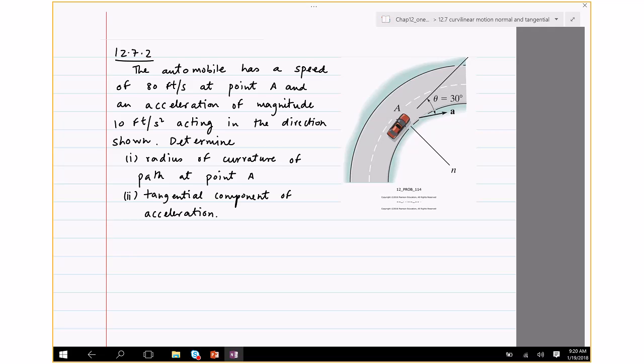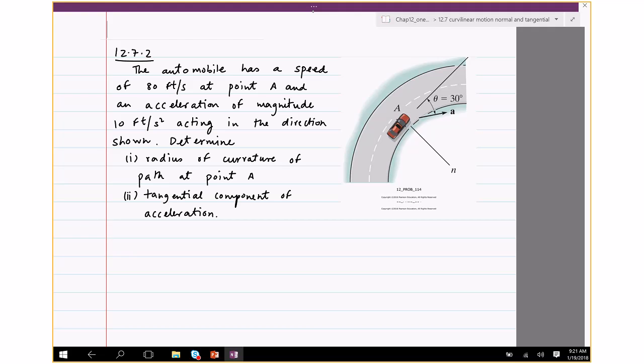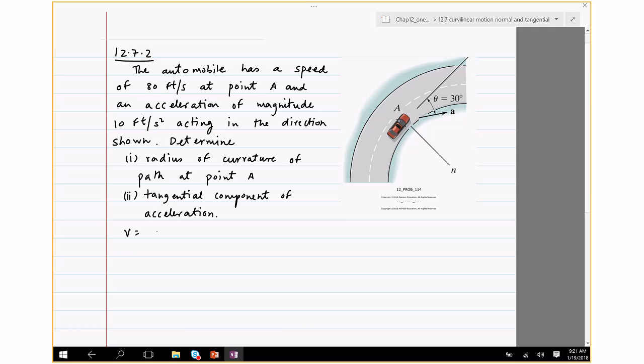Okay, next question. The automobile has a speed of 80 feet per second at point A. Given that it has an acceleration of magnitude 10 feet per second squared, and you're also given the direction of the acceleration. Determine the radius of curvature. So we're asked to find the radius of curvature and then the tangential component of the acceleration.